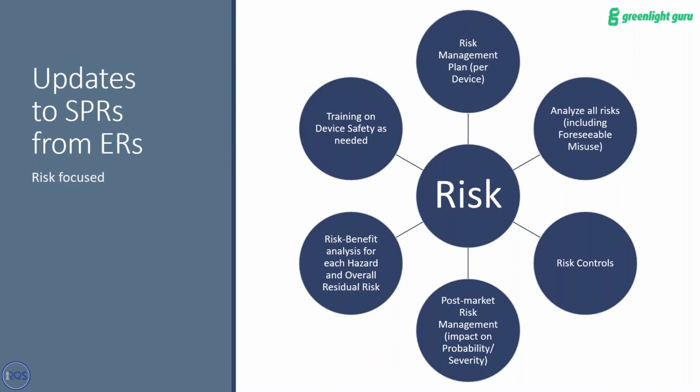Main things though, we got risk management plan per device. That typically is already done with 1345, but just make sure you have that. Analyzing all risks, including foreseeable misuse. So just greater risk analysis and more broadening of the scope of your risk analysis as well. Reviewing of risk controls and then verification of the risk controls and any potential new risks that could happen from risk controls.